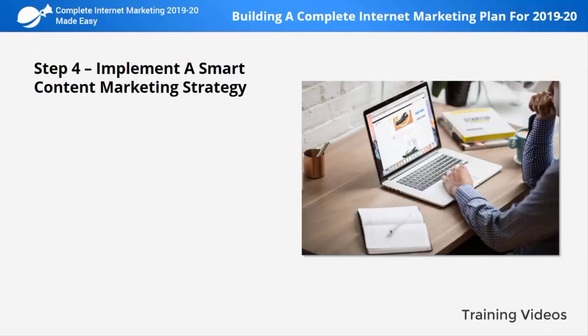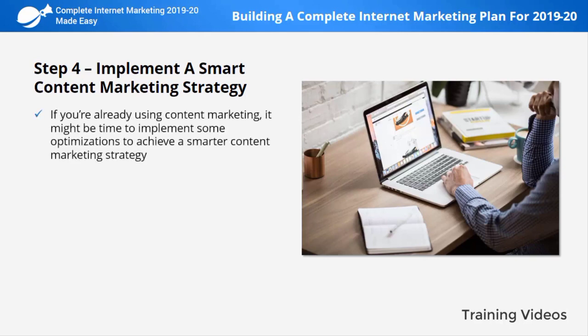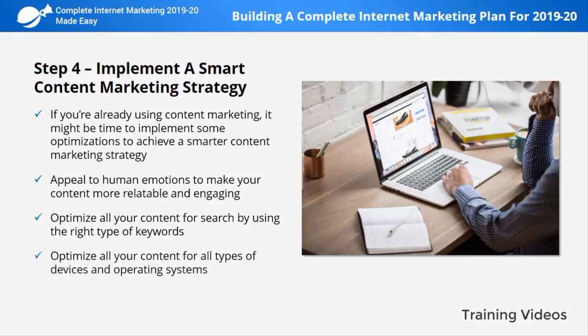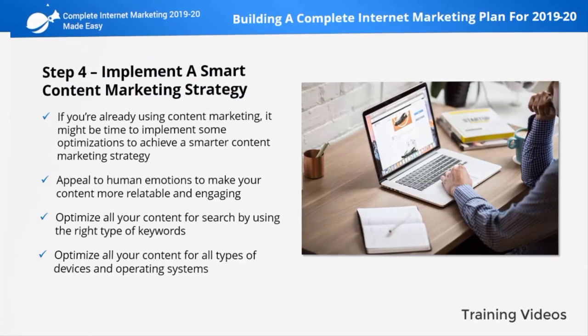Step number 4. Implement a smart content marketing strategy. If you're already using content marketing, it might be time to implement some optimizations to achieve a smarter content marketing strategy. Whether it's video, articles, or visual discovery, some elements that you have to implement to enhance your content are: appeal to human emotions to make your content more relatable and engaging. Use humor, drama, and nostalgia to hit your audience's core emotions. Optimize all your content for search by using the right type of keywords. Optimize all your content for all types of devices and operating systems.